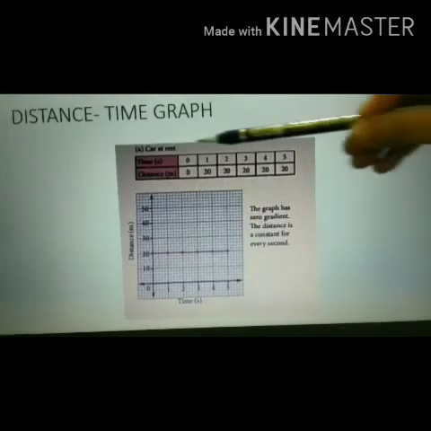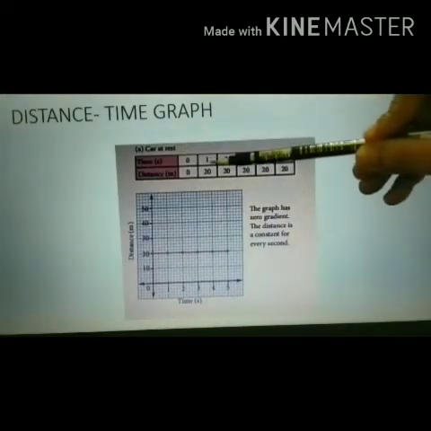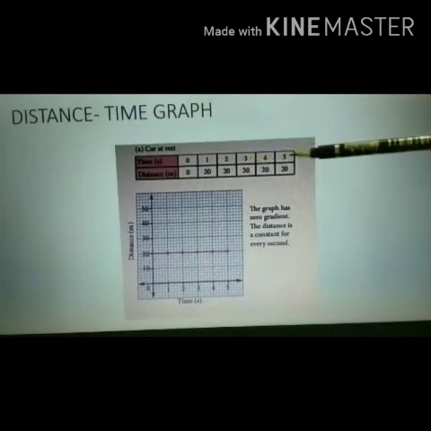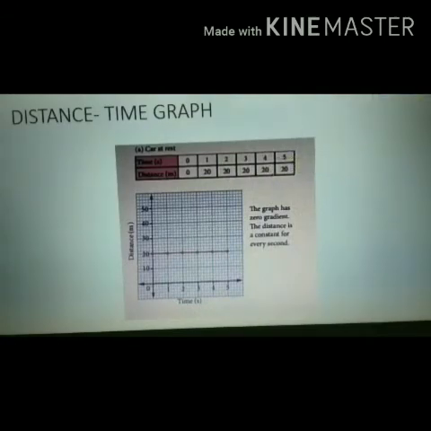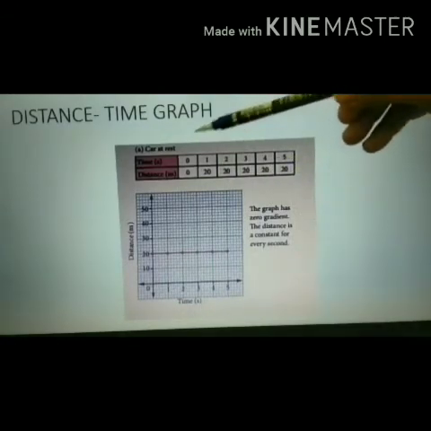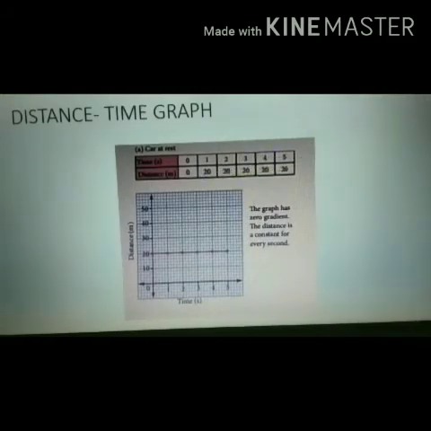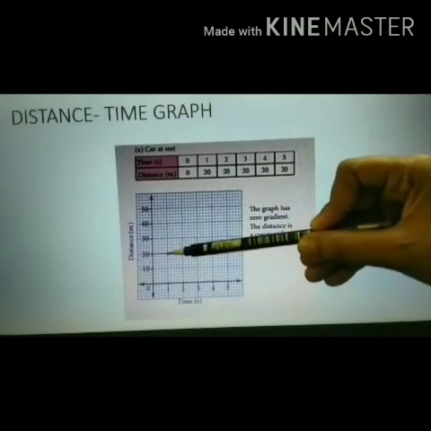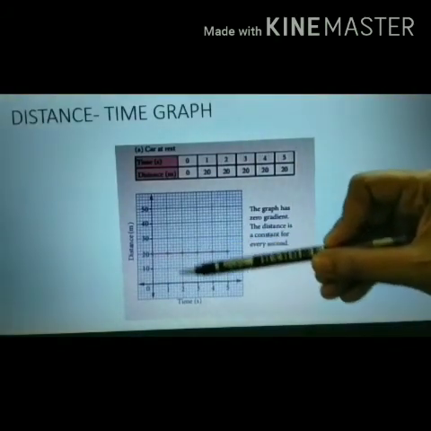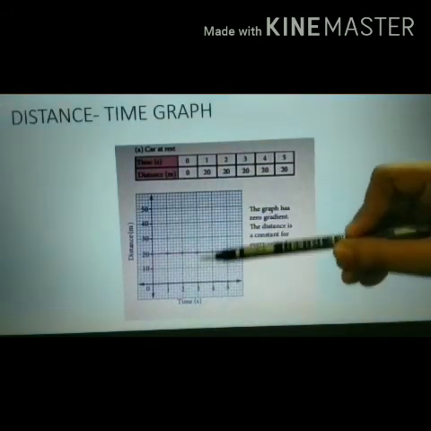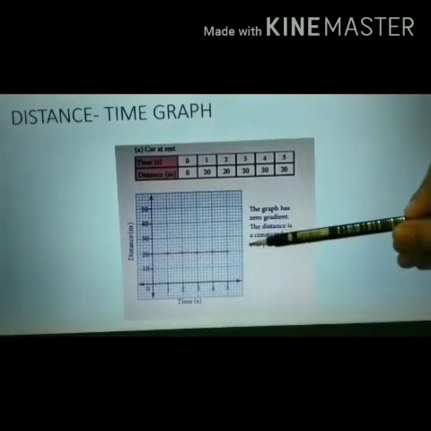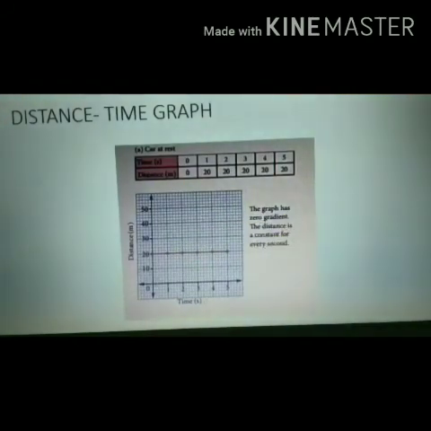So the first condition will be car at rest, where the time taken will be 1, 2, 3, 4, 5 and the distance covered will be 20, 20, 20, 20 and 20. Since the car is at rest, there won't be any change in the distance value. So for 1, your marking will be 20. For 2 also, it's 20. So 2, 20, 3, 20. Likewise, you need to plot the points and join all the points. So you will get a constant line here. That is said to be the car at rest condition.